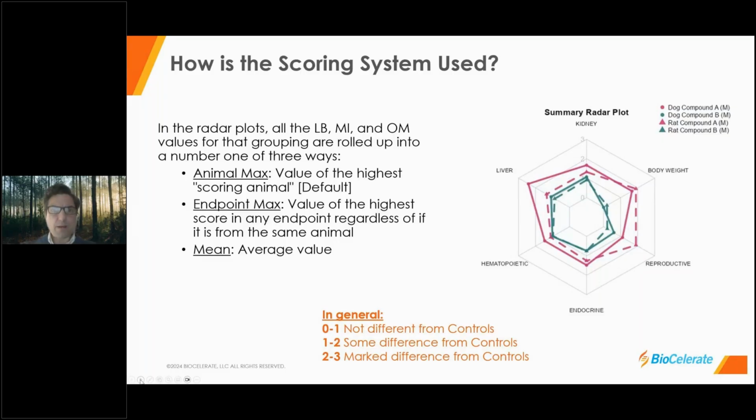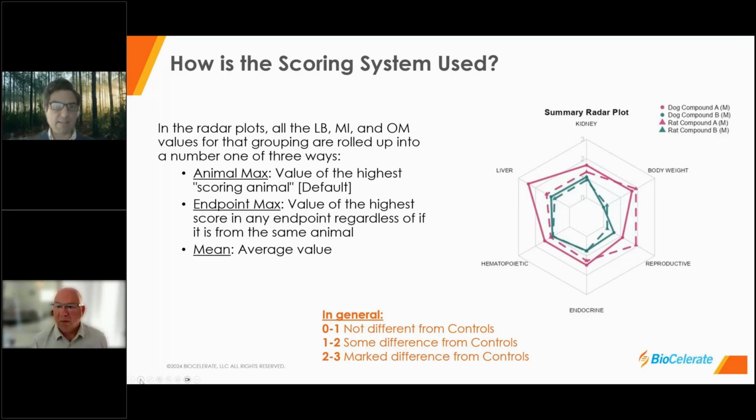So from here, I think this is my last slide. I'll turn it over to Mark to describe in more detail how we use such a system for interpretation. Thanks, Bill.